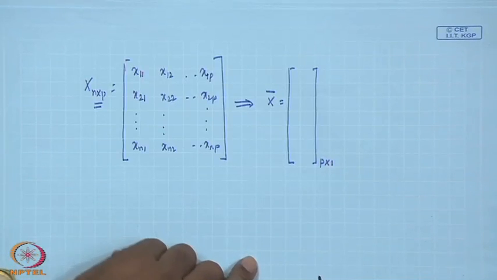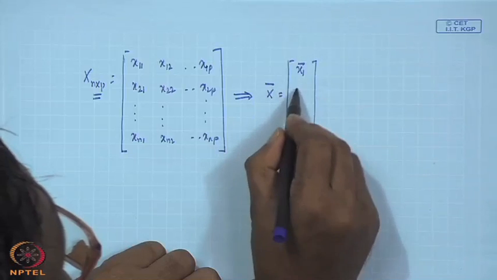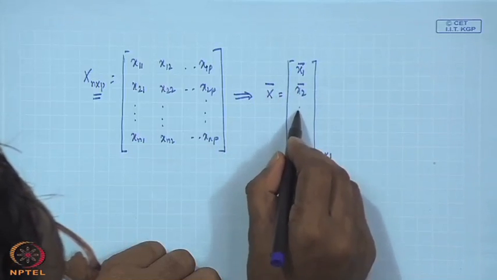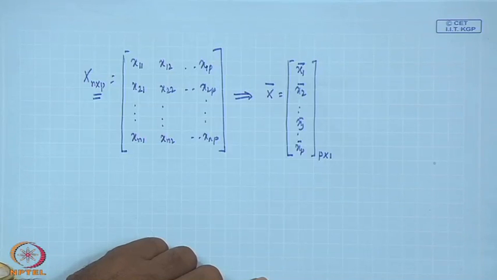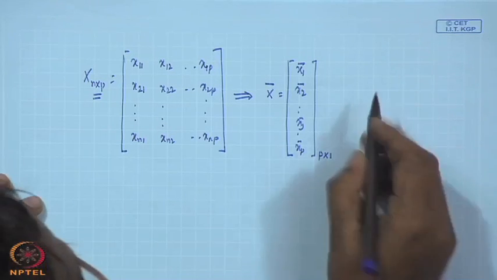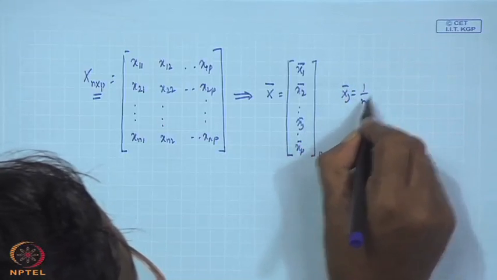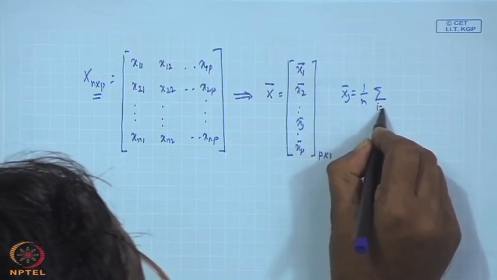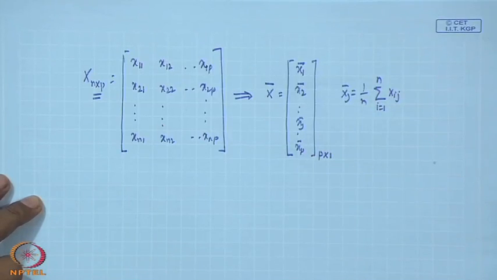1 vector, that is x 1 bar, x 2 bar, x j bar, x p bar. And you know the general formula: x j bar is 1 by n sum total i equal to 1 to n x i j, that you also know.